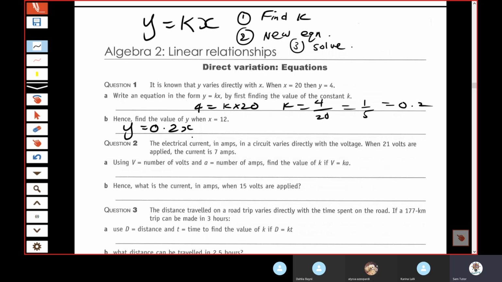Step 3, just solve. Solve is find y when x is 12. Well, I mean, come on. Seriously, some of these questions shouldn't even be in like year 11 or 12, right? But they are. 2.4. There it is. Done.